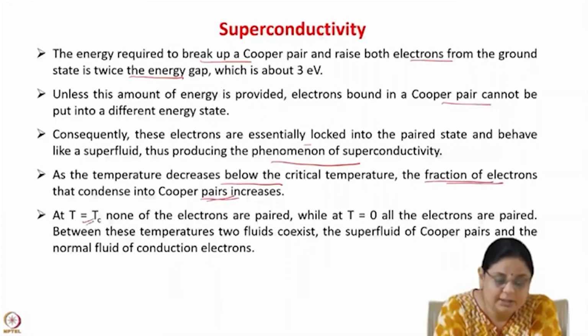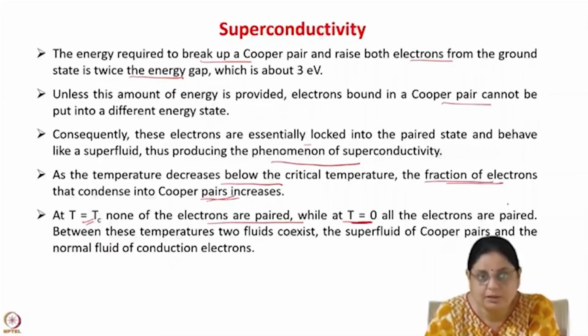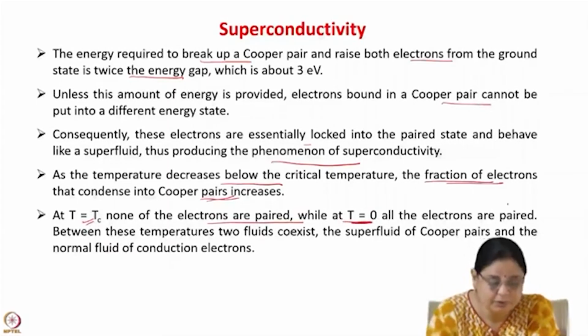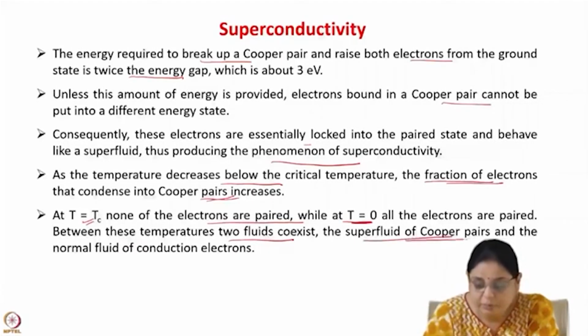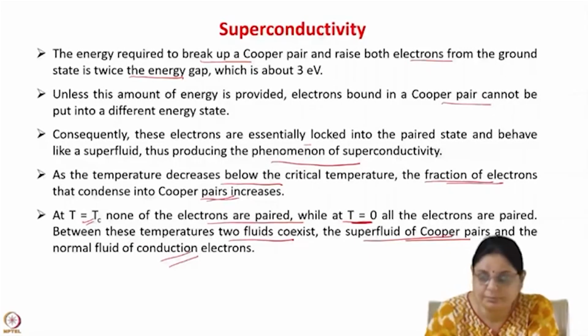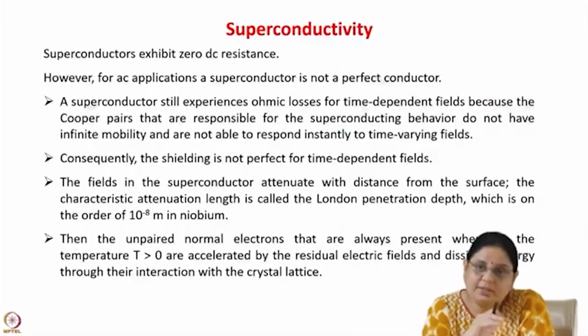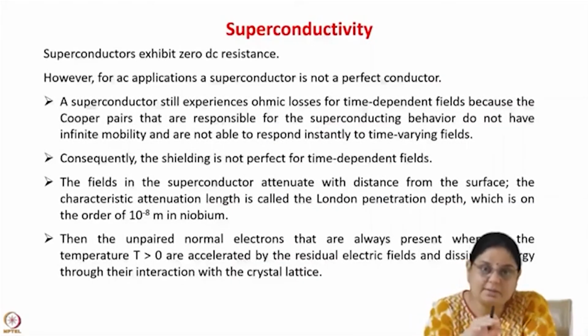At the critical temperature, none of the electrons are paired, while at T equal to 0, all the electrons are in the form of Cooper pairs. So between these two temperatures, T equal to 0 and T equal to Tc, two fluids coexist: the superfluid of the Cooper pairs and the normal fluid of the conduction electrons. So superconductors exhibit 0 DC resistance. So the DC resistance is 0.